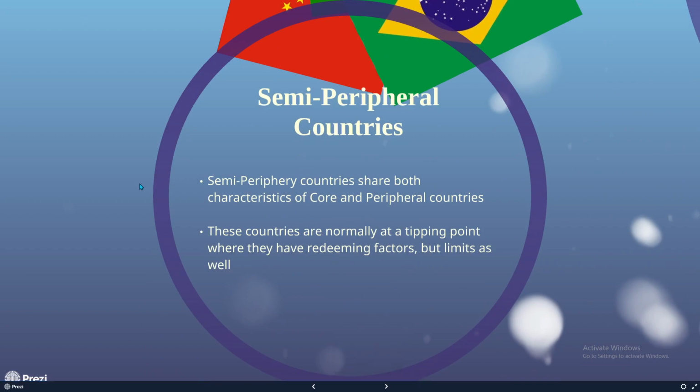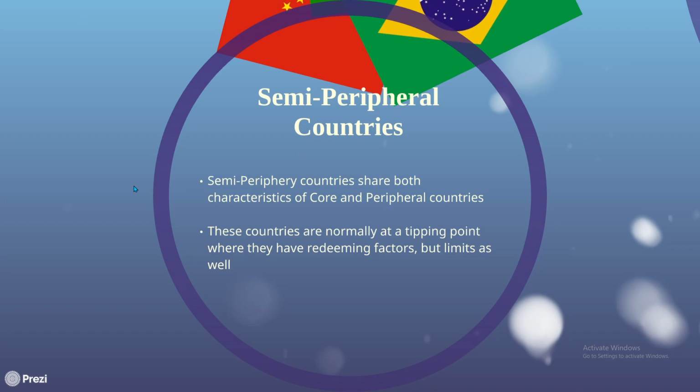We then move on to our semi-peripheral countries. Our semi-periphery countries share both characteristics of core and peripheral. These countries are normally at a tipping point where they have redeeming factors but limits as well. So that tends to be countries where they have a mixture of a big manufacturing base, let's say like China or Brazil or South Africa, but they still have lots of rural areas where there are so many people who are impoverished and still relying on the cheap labor aspect or agriculture.